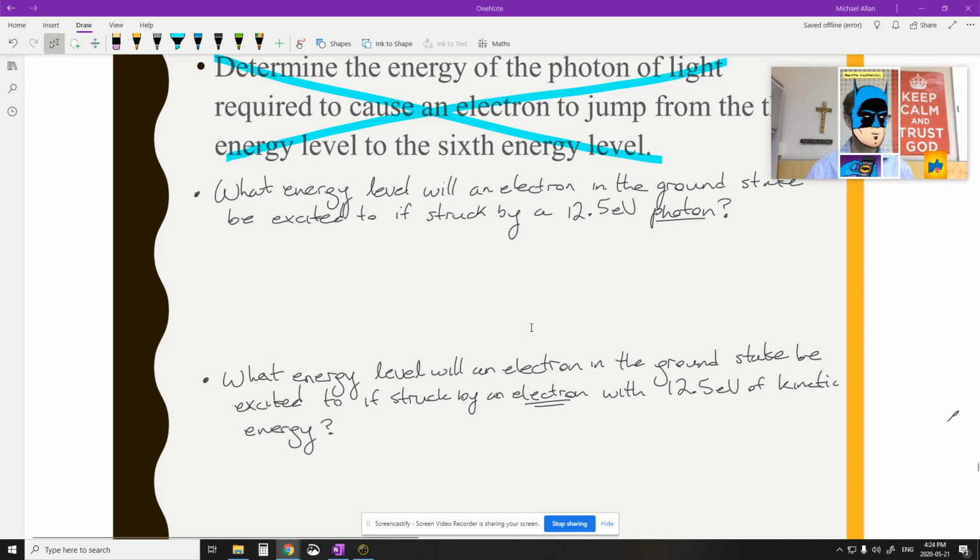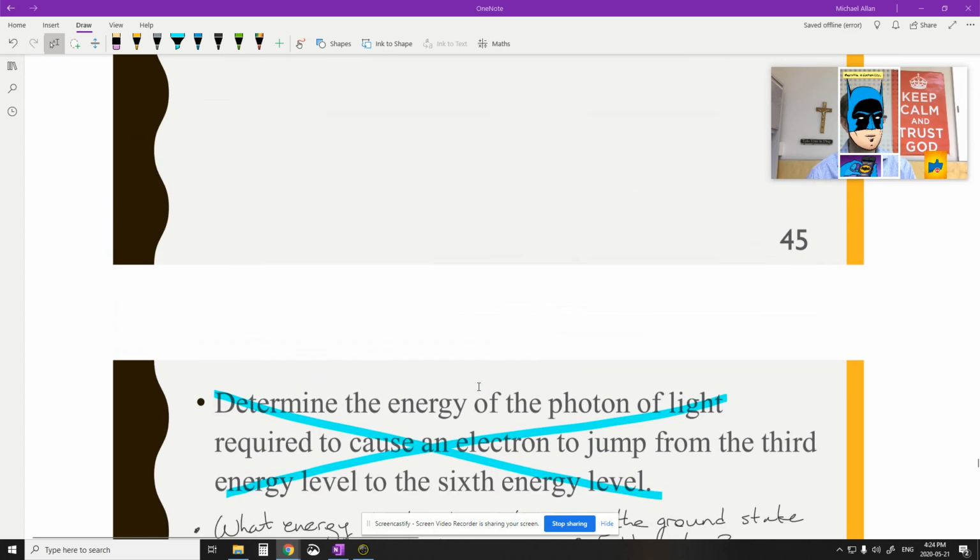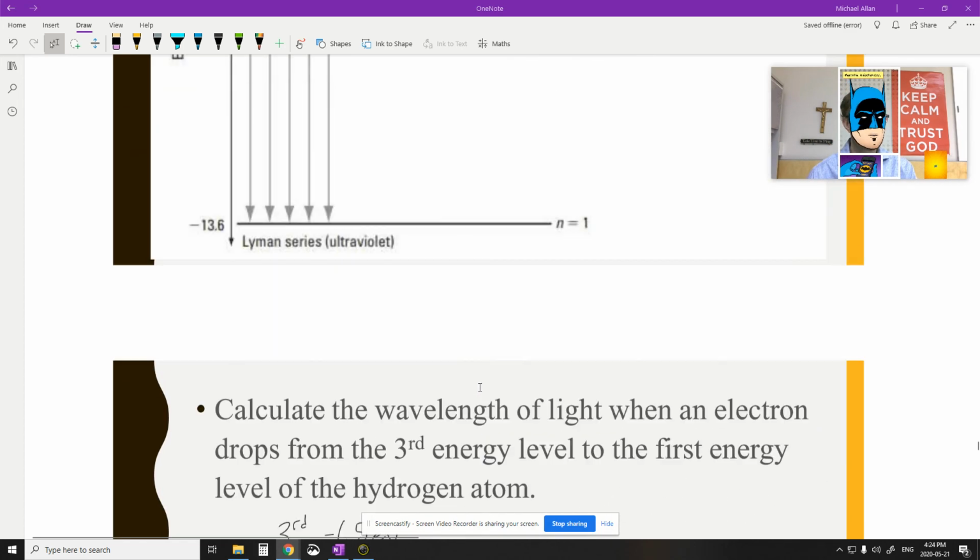The next question is the same question, essentially. What energy level would an electron in ground state be excited to if struck by an electron with 12.5 electron volts of kinetic energy? So the first one is the electron in the atom gets struck by a photon. The other one is the electron in the atom is being struck by another electron. Okay? And they do behave differently. So they're not going to be the same answer. And I purposely made it so it's not the same answer. So let's go back up here.